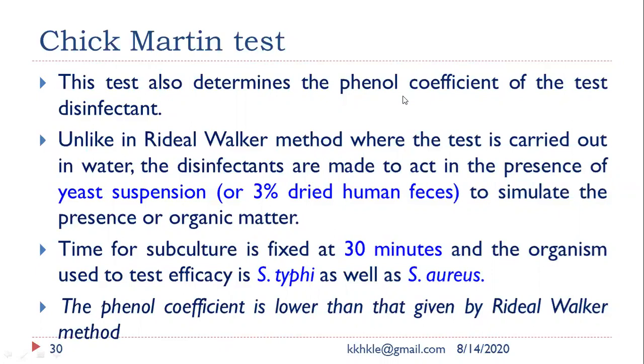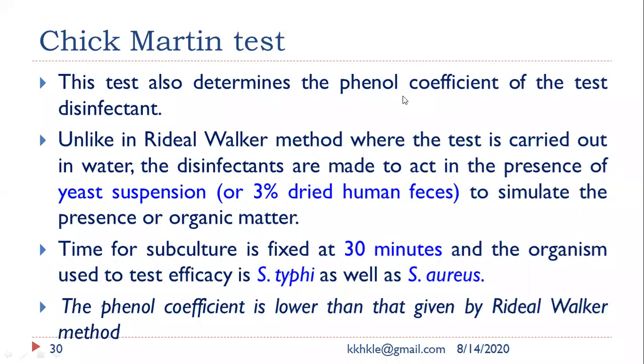Whereas in the case of the Rideal-Walker test, we do the subculturing, so that we transfer the organism to the recovery media after 2.5 minutes, 5 minutes, 7.5 and 10 minutes. But in the case of the Chick-Martin test, we subculture only once, at 30 minutes. And also we use two different organisms here, so two sets of experiments will be done, one with Staphylococcus aureus and another with Salmonella typhi.